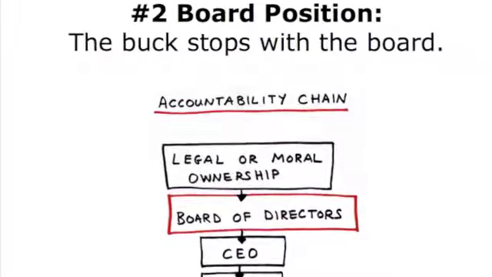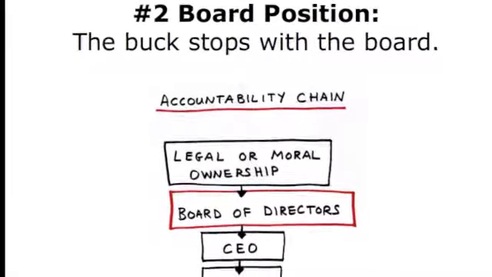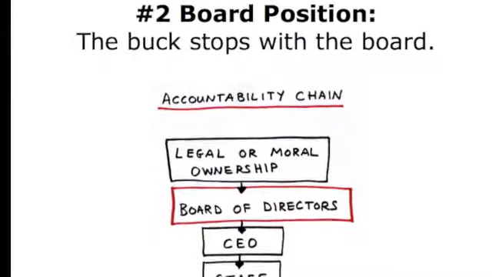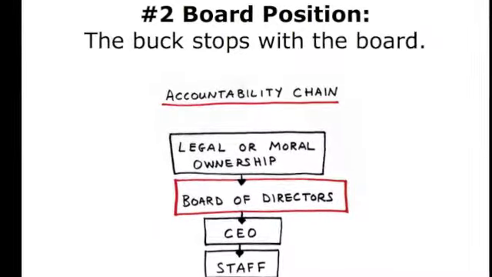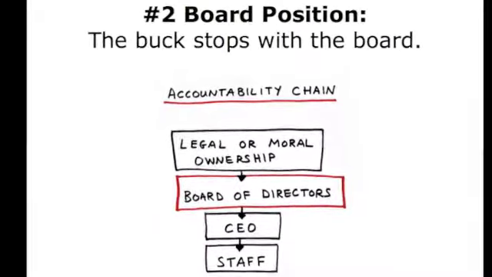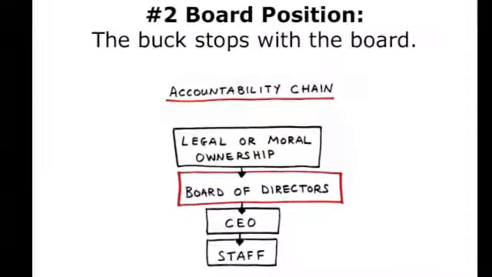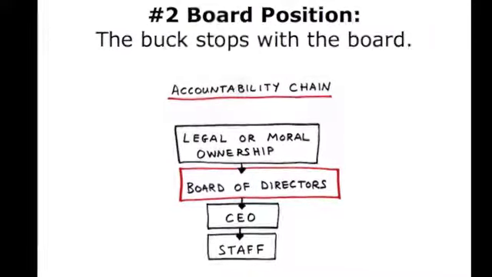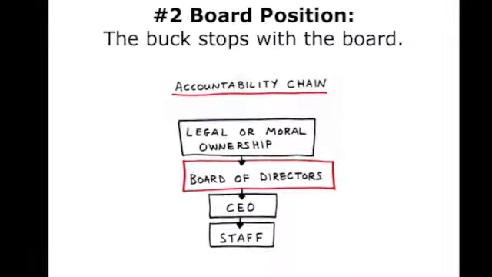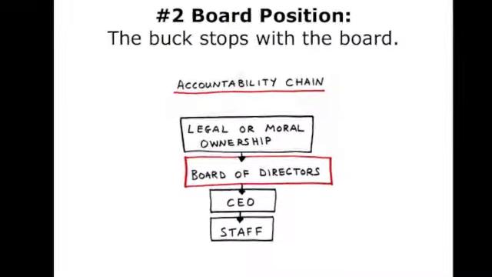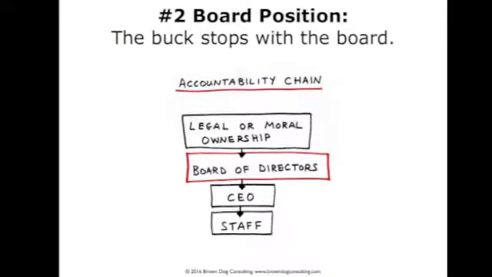The second principle speaks to the board's servant leader position in the organization, where they are servants to a legal or moral ownership and leaders of the rest of the organization. As such, they form a link between the ownership and the CEO or management. And any direction that they provide is either going to be aimed at themselves or towards the CEO.